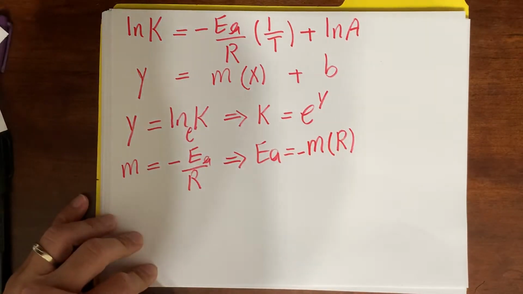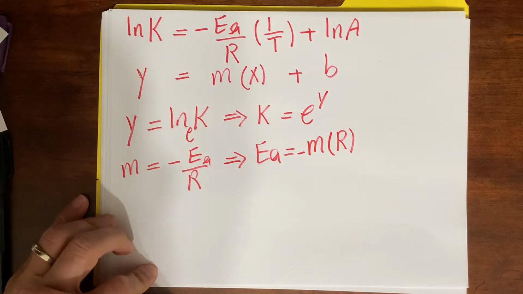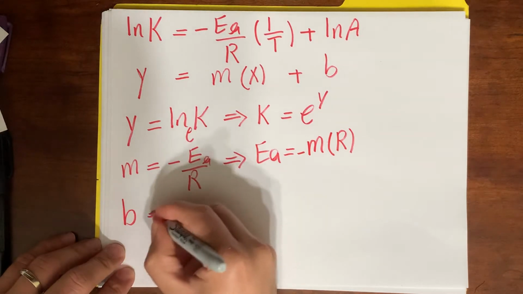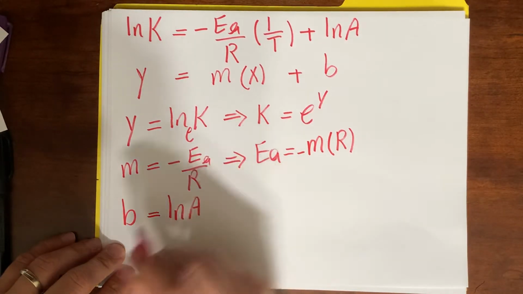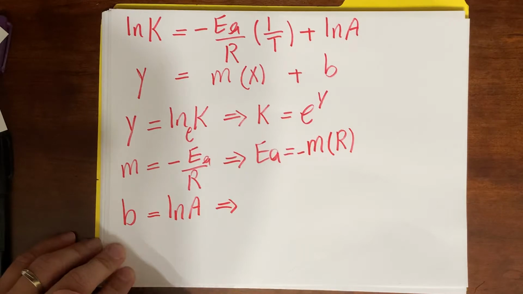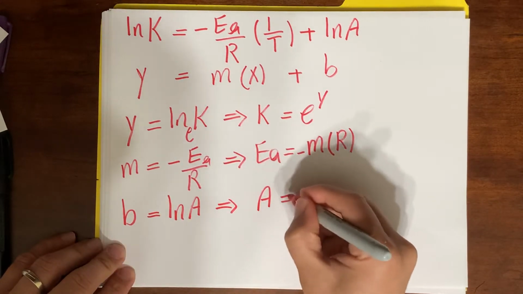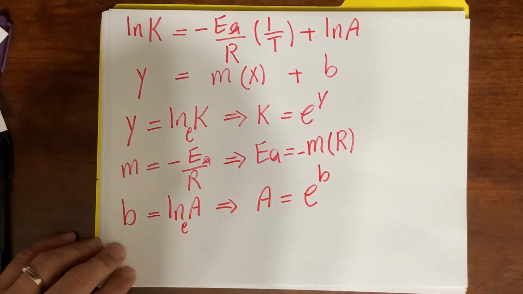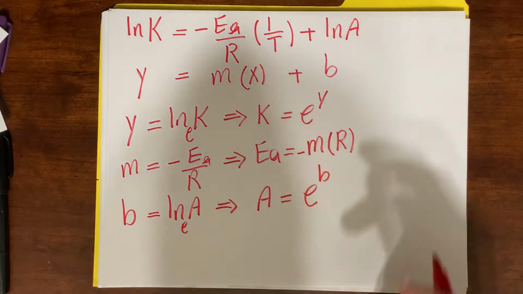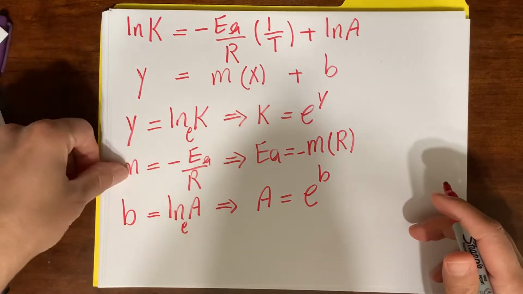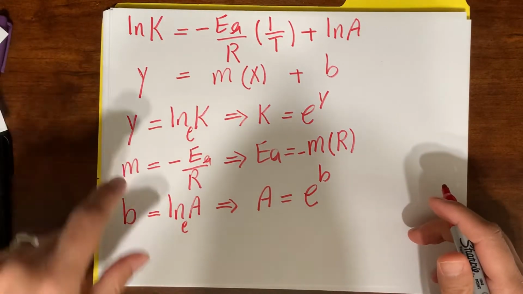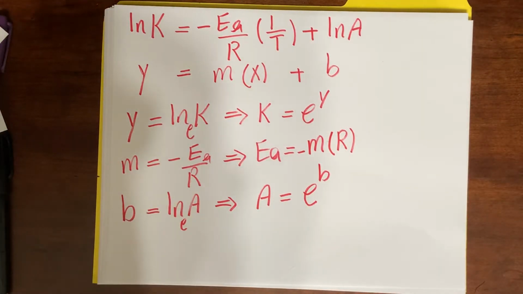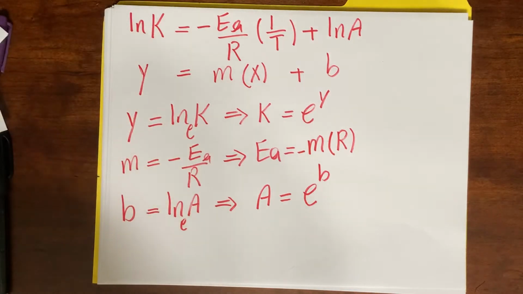We will get the activation energy. And b, the intercept, is equal to ln of A. So the frequency factor will be equal to, again, e to the power of b. So I'm going to use these 1, 2, 3 to calculate the activation energy barrier and the frequency factor.